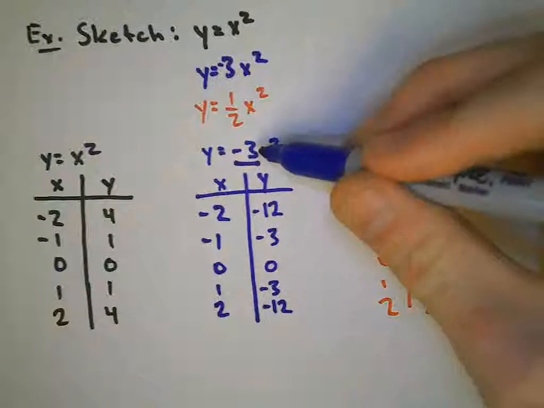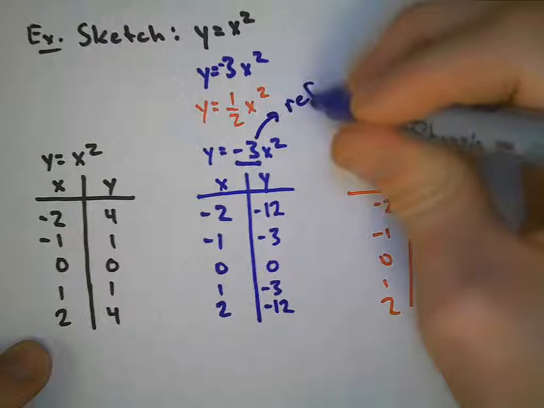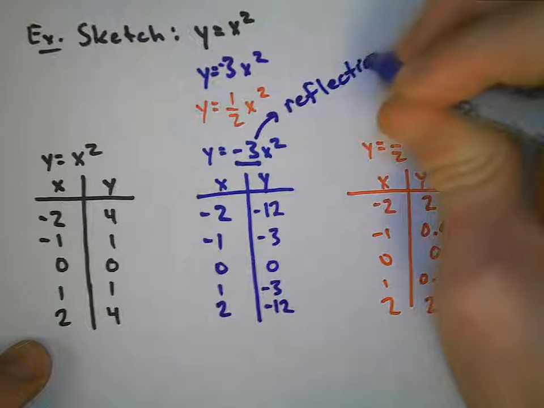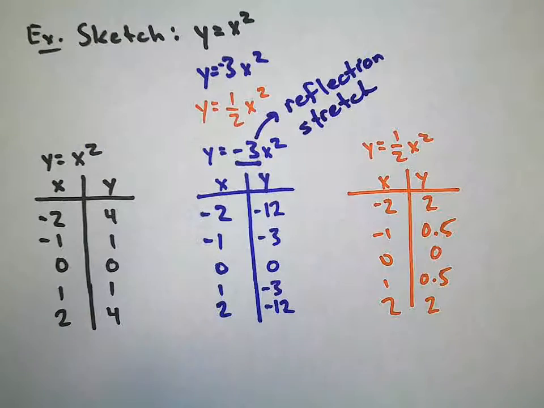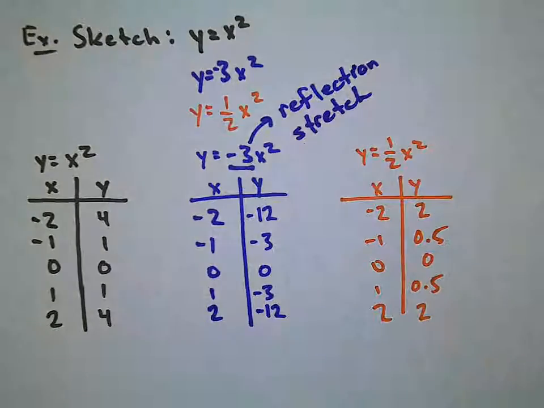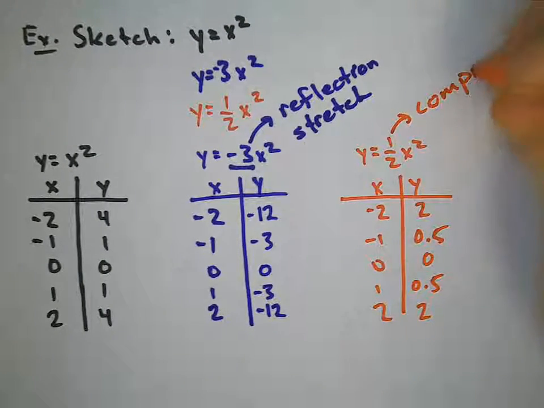Remember, this here is a reflection in the x-axis. This one here has both a reflection and a stretch. The stretch occurs because of the number 3. 1/2 x squared is only a compression because this is a number between 0 and 1.